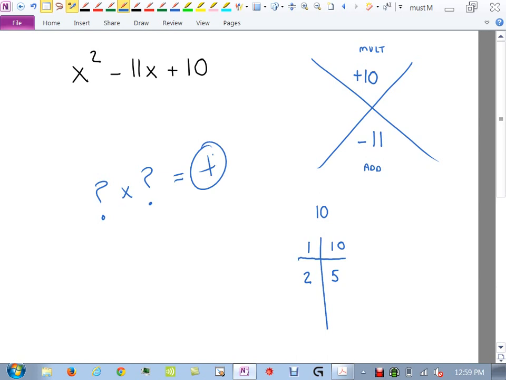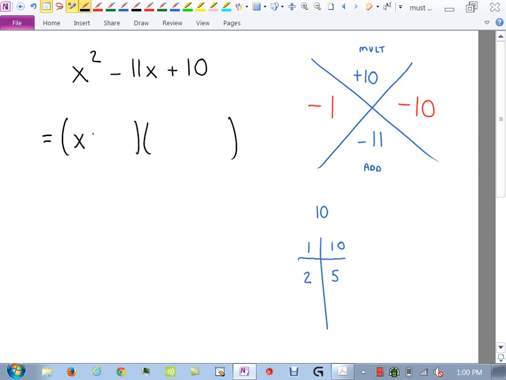So when I set up here, I need 2 numbers to multiply to be 10, it is possible that they're both negative. And that's great because if I do that, let's say I put negative 1 and negative 10 like this. What do those 2 numbers multiply to be? Positive 10. What do they add up to be? Negative 11. Okay? Questions? So what does this become? X minus 1, x minus 10.